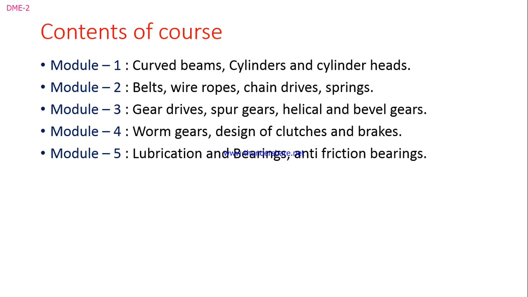So this is basically the contents of the complete course of Design of Machine Elements 2. The first module deals with curved beams, cylinders and cylinder heads. In the second module we have belts, wire ropes, chain drives and springs. Module number 3 is gear drives: spur gears, helical and bevel gears. Module number 4 consists of worm gears and also design of clutches and brakes. Module number 5 is lubrication and bearings and also anti-friction bearings. These are two bits actually: lubrication and bearings, and anti-friction bearings.